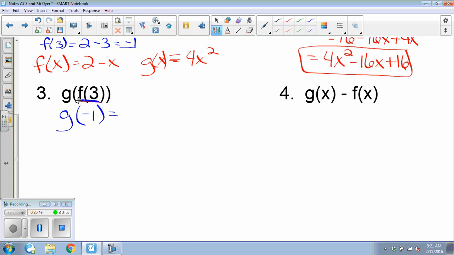So now I plug negative 1 in for x in my g function. So g of negative 1 is 4 times negative 1 squared, which is still 16. No, it's not. It's 4. We're not squaring 4, we're squaring negative 1. What's negative 1 squared? So that's 4 times positive 1, which is just 4. Order of operations.